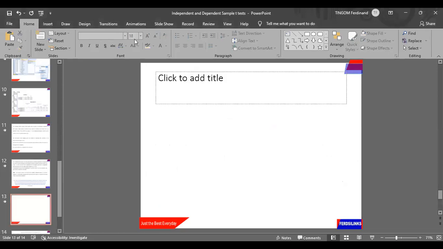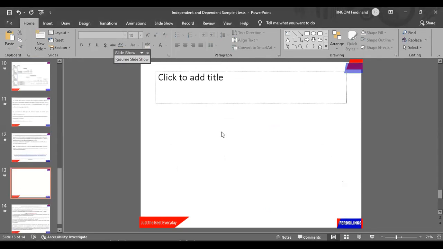Why is it that the projector is not working? It has gone off.